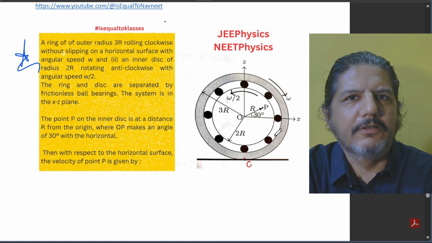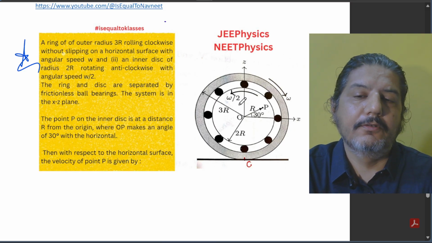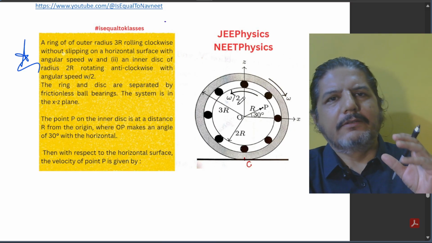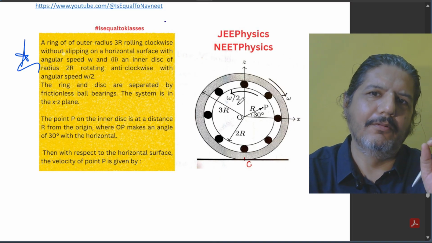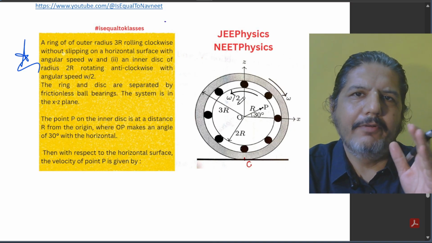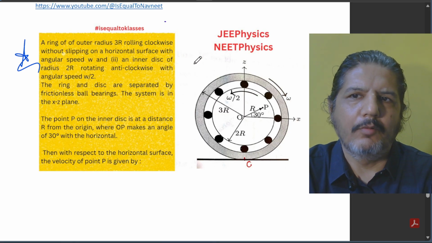So, welcome to another lecture. In this lecture, we'll be looking at this beautiful JEE problem. Why I like this problem is because, unless and until you really understand the rolling motion concepts, it would be very difficult to do this kind of problem. So, let's start this problem.